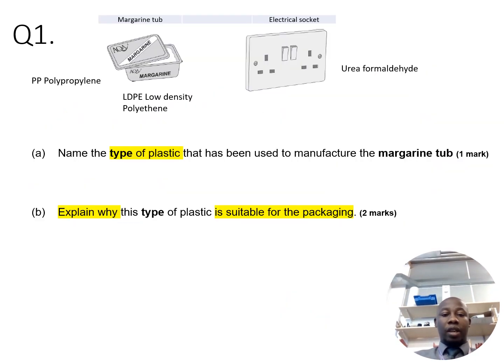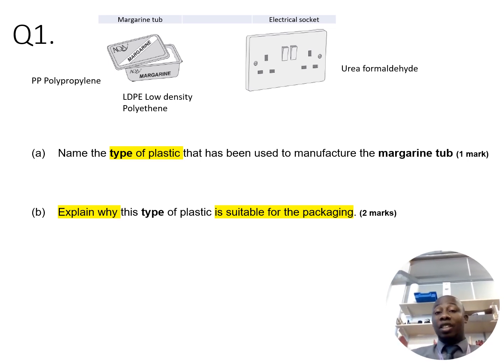So this question requires you to name a type of plastic that you think could have been used for making the margarine tub. Now, looking at the previous slide, we looked at a few different thermoplastics. So here I could answer by saying polypropylene or PP is the most suitable plastic to be used for making the margarine tub. Again, low density polythene is a suitable material, although it is not generally used for making margarine and food tubs. So polypropylene here would be the best material I would choose for this question.